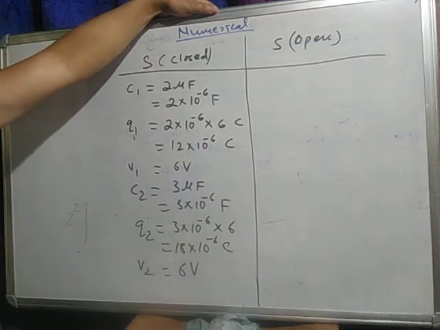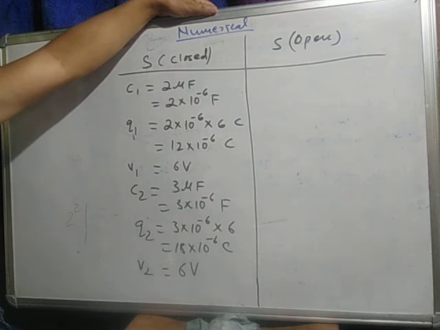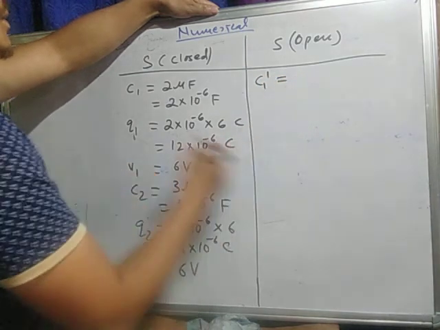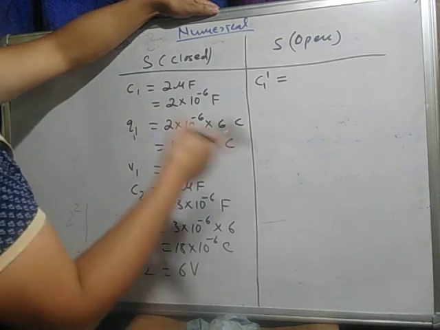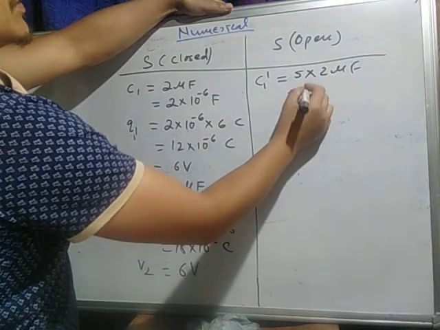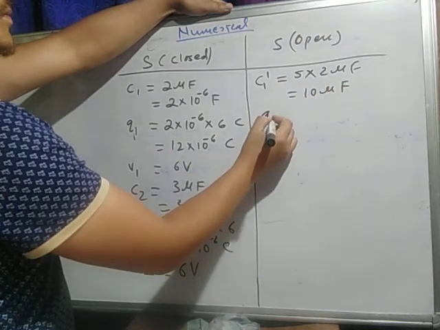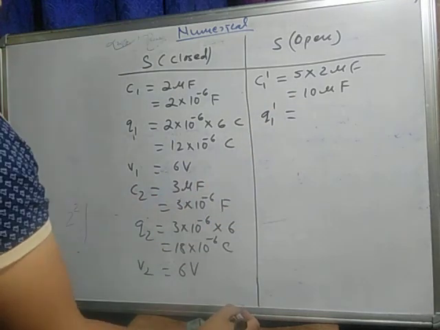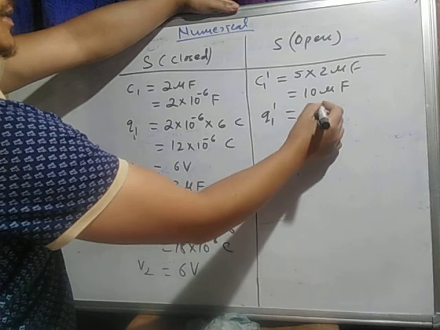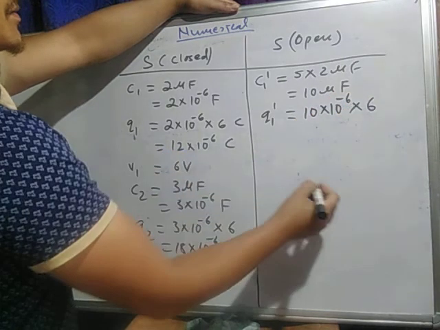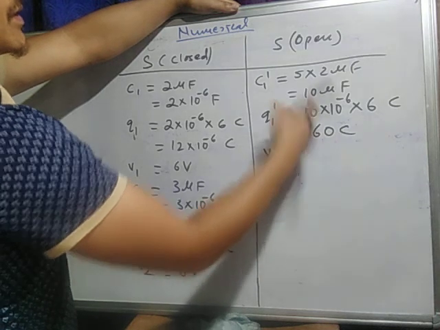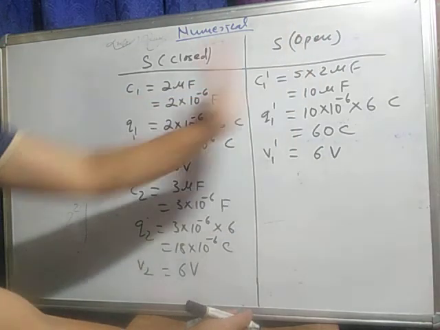Now when opened, the dielectric comes. So when opened, the dielectric is inserted. C1 dash is 2 microfarad but the dielectric constant comes, so 5 into 2 microfarad equals to 10 microfarad. Now Q1 dash, when opened, is C into V, so 10 into 10 to the power minus 6 into 6 coulomb equals to 60 coulomb. Now V1 dash is 6 volt, isn't it? But see the other figure.